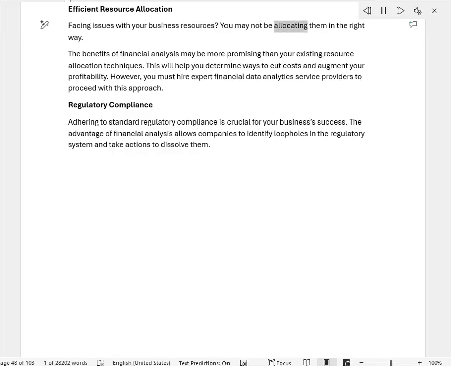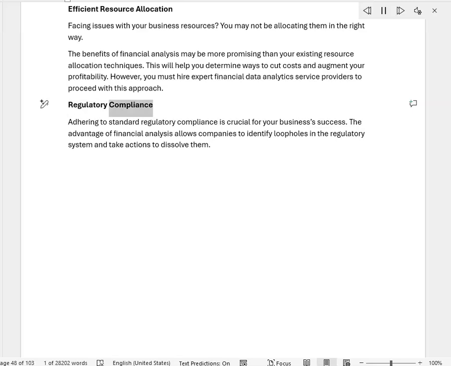You may not be allocating them in the right way. The benefits of financial analysis may be more promising than your existing resource allocation techniques. This will help you determine ways to cut costs and augment your profitability. However, you must hire expert financial data analytics service providers to proceed with this approach.